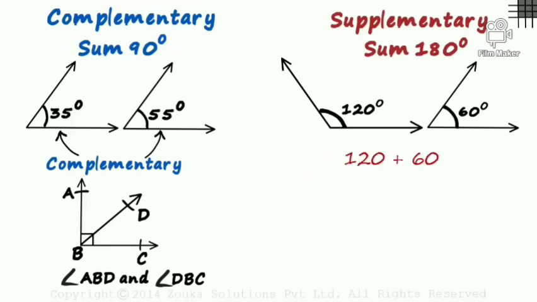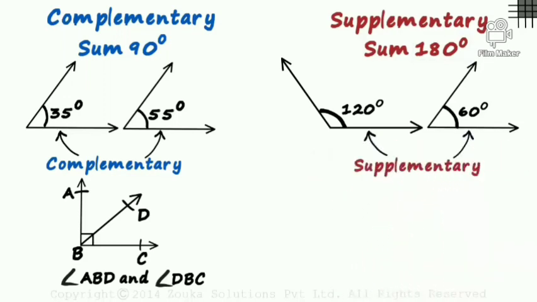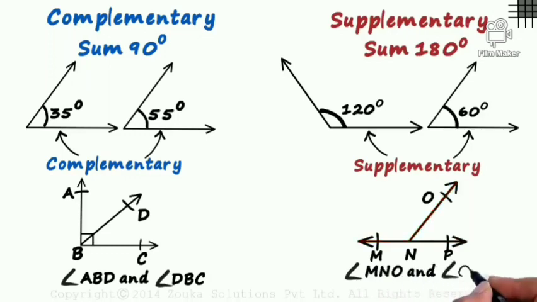You have learned that supplementary means the sum is 180 degrees. See here, the first angle is 120 degrees and the second angle is 60 degrees. Adding those two angles, you get 180 degrees. So it makes a straight line, and it is called supplementary. Now in the second figure, the common arm is ON. The first angle is MNO, the second angle is ONP. By adding those two, we get a linear pair, meaning it makes a line. So you can call those two angles supplementary.